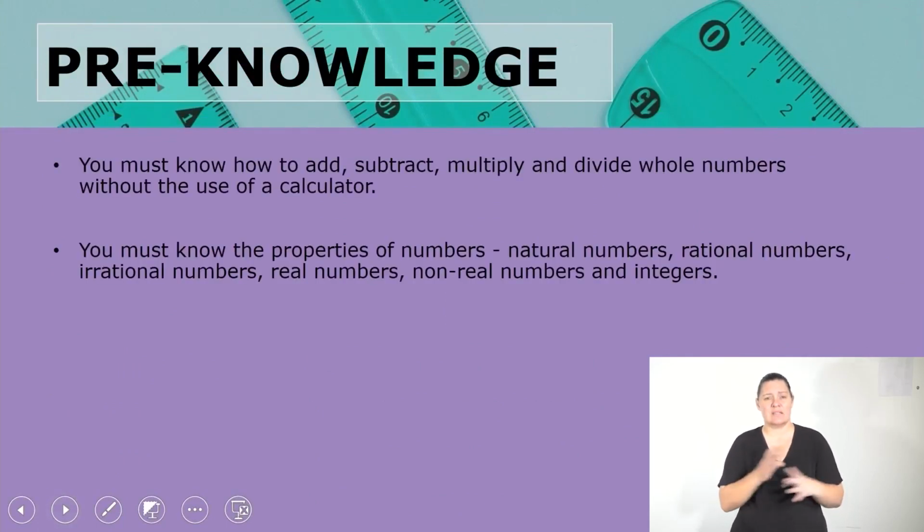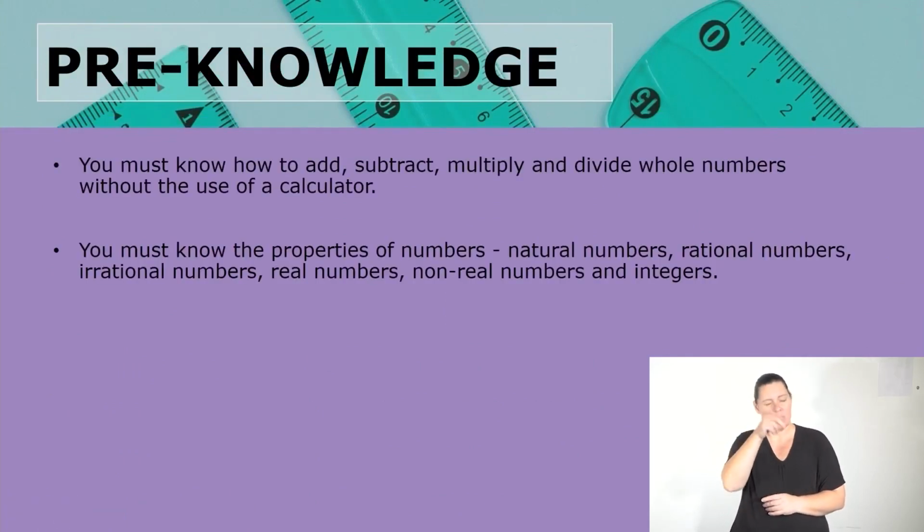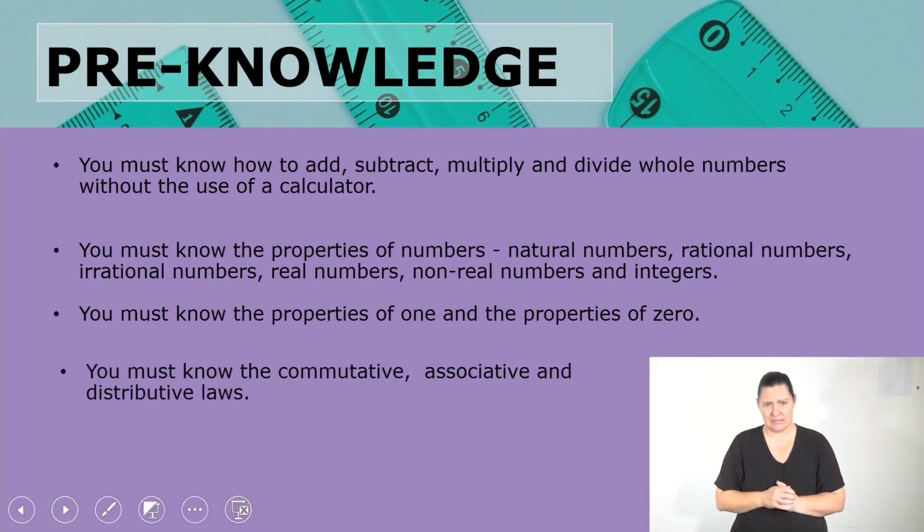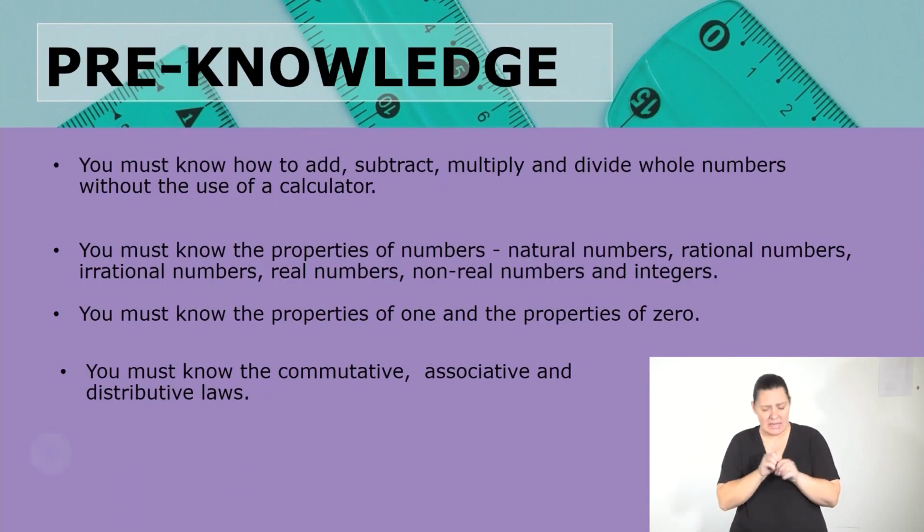Let's start with some pre-knowledge. You must be able to add, subtract, multiply, and divide whole numbers without the use of a calculator. Then you must also know the properties of numbers. That is, natural numbers, rational numbers, irrational numbers, real numbers, non-real numbers, and integers. You must also know the properties of 1 and the properties of 0. You must know the commutative, associative, and distributive laws.